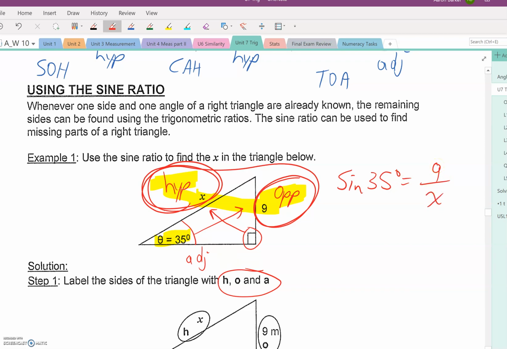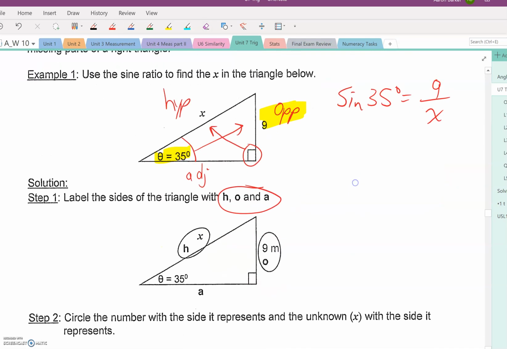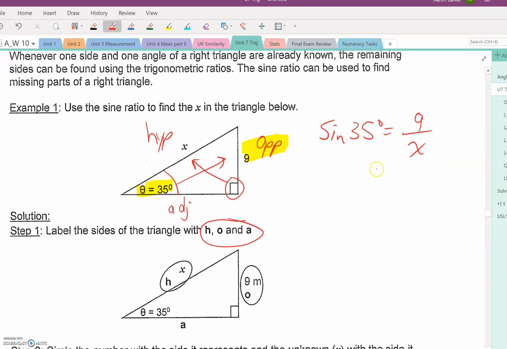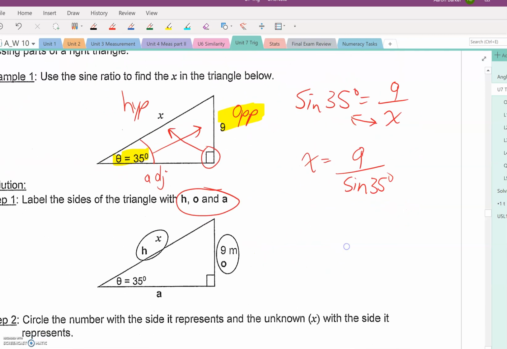Okay, and then we can go and solve for x. So this is the hardest one. When x is on the bottom, what happens is these switch spots. And so you're left with x equals 9 divided by sine 35 degrees. Okay. There's a lot more math to it than that, but that's all that we need to know. And so then we can figure out our value for x.